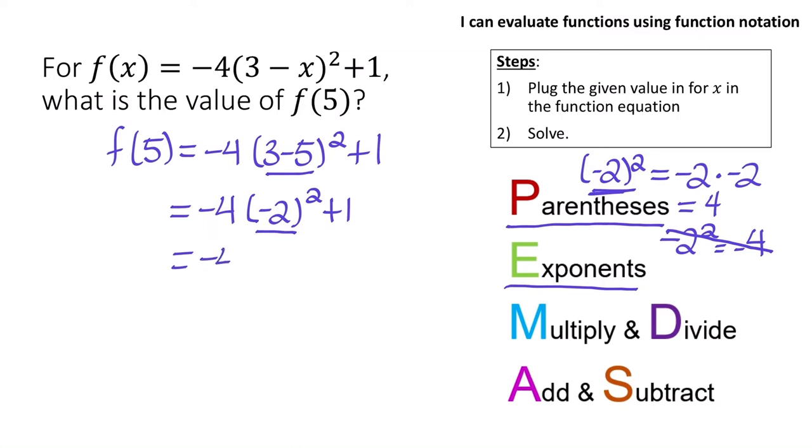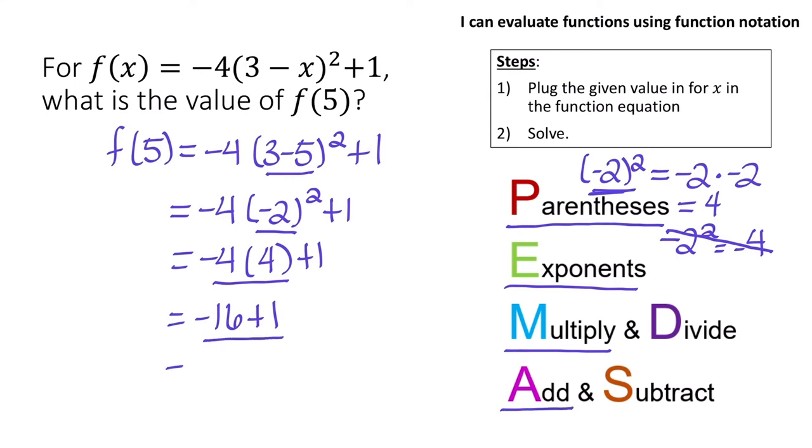So we have negative 4 times negative 2 squared, which is 4, and then plus 1. Now we're going to do our multiplication. So we do negative 4 times 4, which is negative 16. We still have plus 1. Now finally we do the addition. So we have negative 16 plus 1, which is negative 15. So f of 5 equals negative 15.